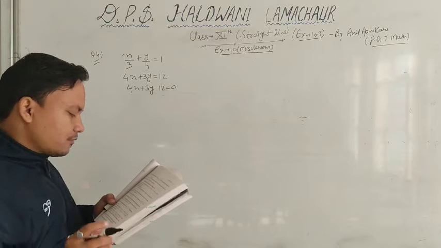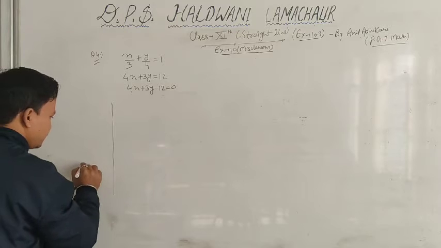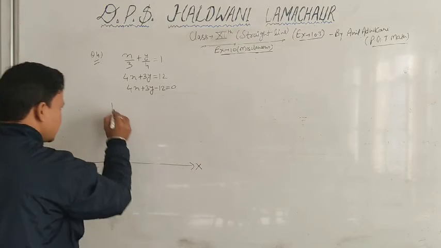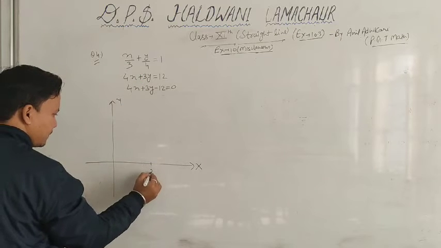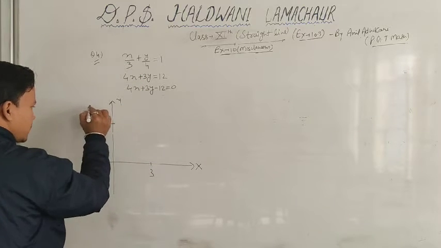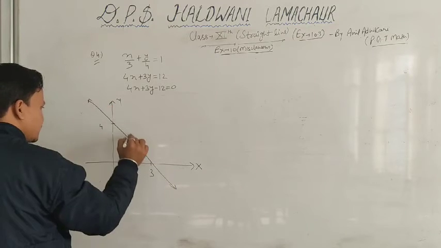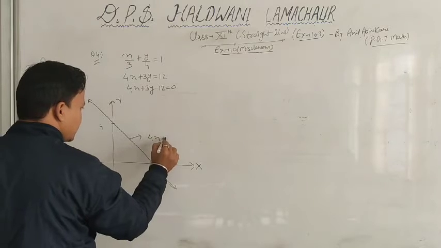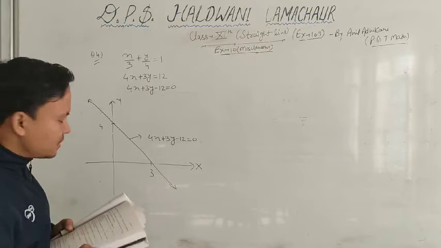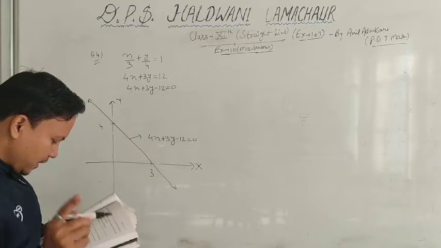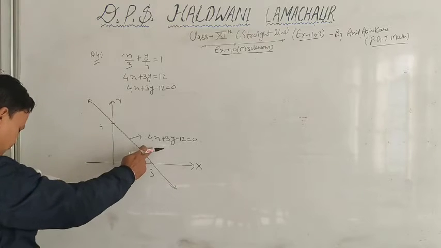Now, what are the points on the y-axis whose distance from this line is 4 units? Now let us make a diagram. This is the x-axis, this is the y-axis, and suppose the x-intercept is 3 and the y-intercept is 4. So the line will go like this. This is the equation of the line 4x plus 3y minus 12 is equal to 0. So we need to find the points on the y-axis whose distance from this line is 4 units.